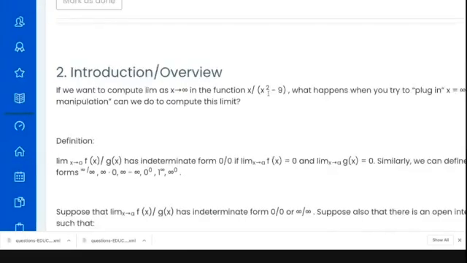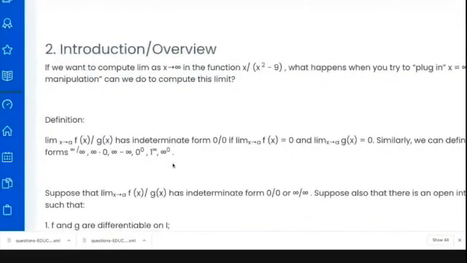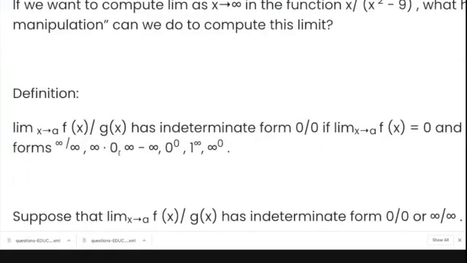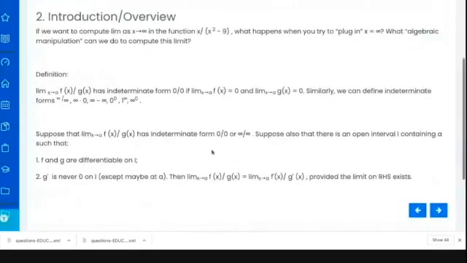Okay? If you plug in the value of infinity without that approach, that would be infinity over infinity. So remember that if you have that kind of form, infinity over infinity, 0 over 0, we also have infinity times 0, infinity minus infinity, 0 raised to infinity, 1 raised to infinity, and infinity raised to 0. These are what we call indeterminate forms.